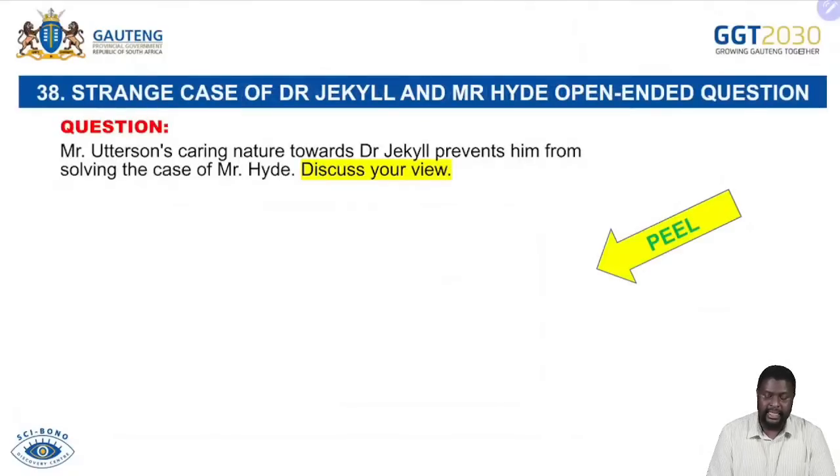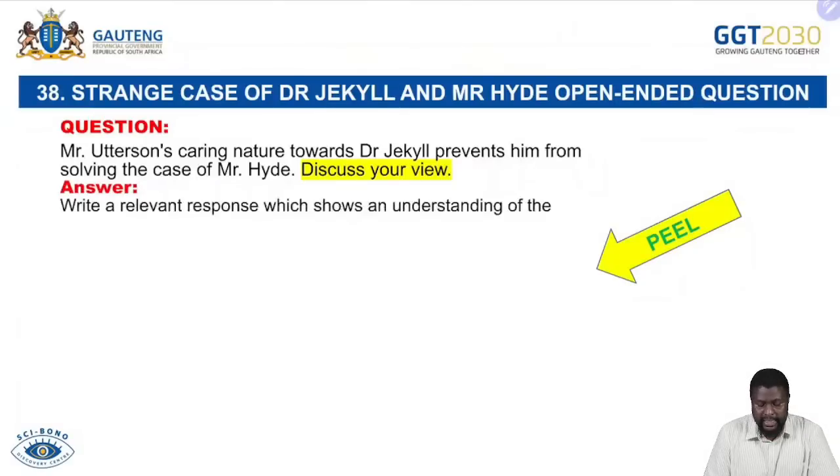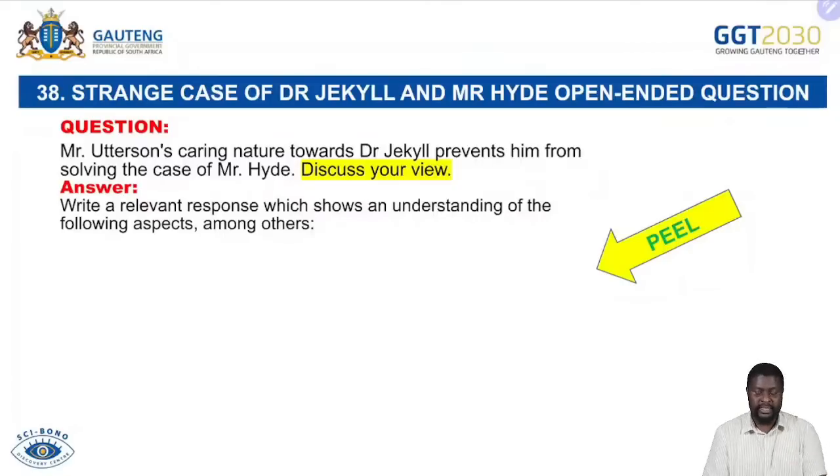Mr. Utterson's caring nature towards Dr. Jekyll prevents him from solving the case of Mr. Hyde. Discuss your view. Write a relevant response, which shows that if you say yes, Utterson's caring nature is what prevents him from solving the case of Mr. Hyde, is because his insistence on protecting Dr. Jekyll prevents him from learning the truth about Dr. Jekyll and Mr. Hyde. It's his caring nature.